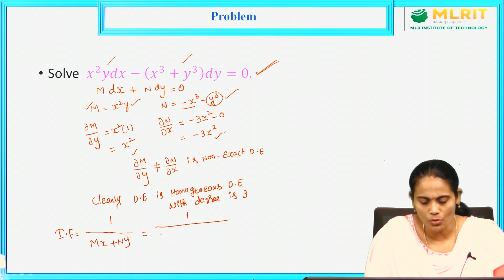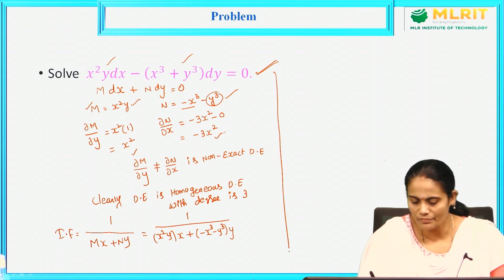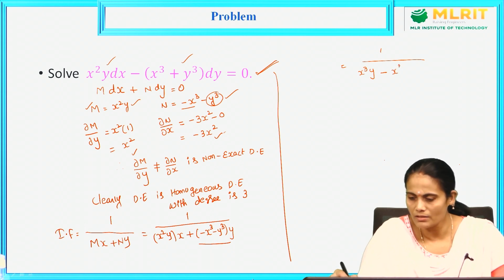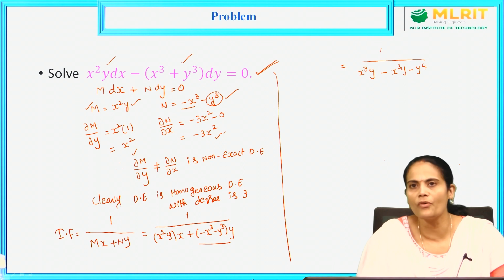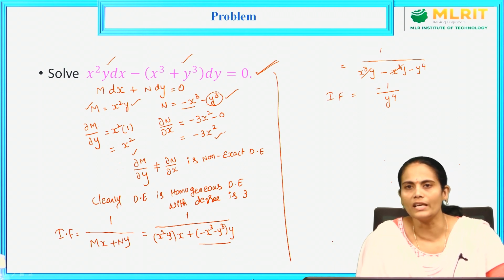1 by, so what is M here? x squared y multiplied with x, plus what is the N function? Minus (x cube plus y cube) into y. Now, simplify this. By multiplying with x, we will get x cube y. Then in the next term, multiplying with y, minus x cube y minus y to the power 4. So, here plus x cube y and minus x cube y cancel. The remaining term we got is minus y to the power 4, so minus 1 by y power 4 is the integrating factor.